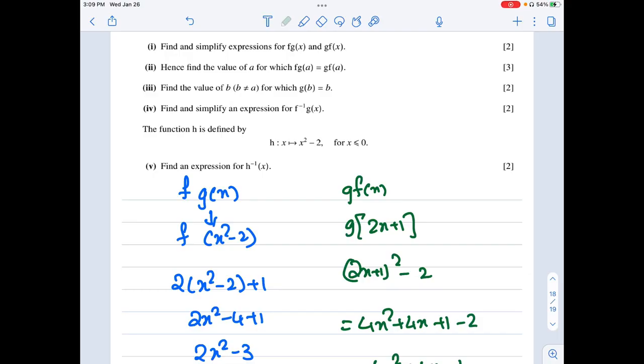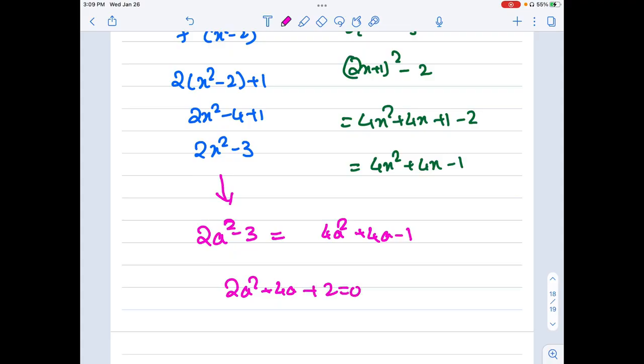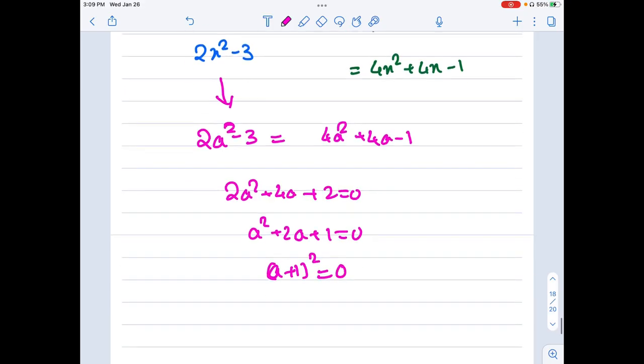Next, hence find the value a such that f of g of a is equal to g of f of a. So f of g of a is 2a square minus 3, which is equal to 4a square plus 4a minus 1. So it becomes 2a square plus 4a plus 2 is equal to 0. So a square plus 2a plus 1 is equal to 0. So I get a plus 1 whole square is equal to 0. So a plus 1 is equal to 0. So I get a equal to minus 1.